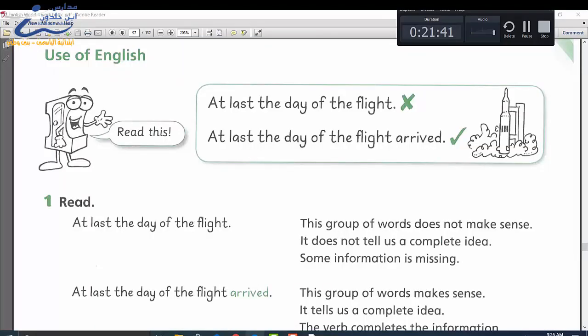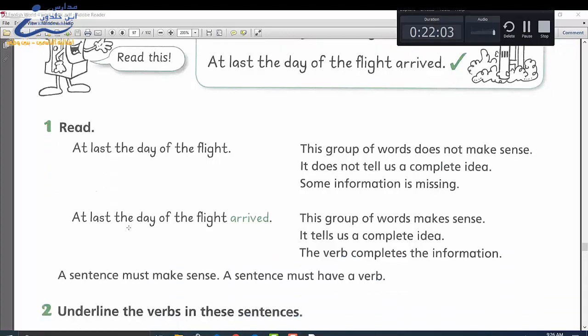Page 97, use of English. At last the day of the flight, or at last the day of the flight arrived. Read this. This is wrong and this is true. Read. At last the day of the flight.